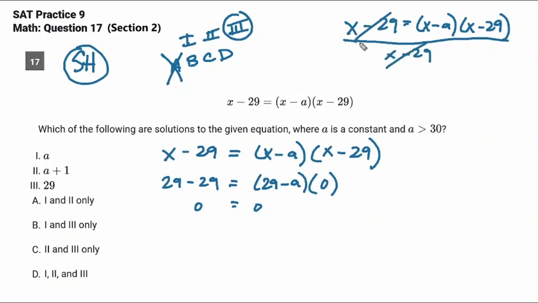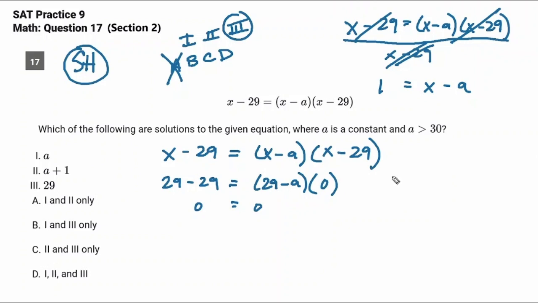And when I do that, what's going to happen on the left? I'm just going to get 1. X minus 29 over x minus 29. And what's going to happen on the right? I'm going to get x minus a. So I can simplify this thing to 1 equals x minus a. It's a lot easier to deal with. And now, what can I do?